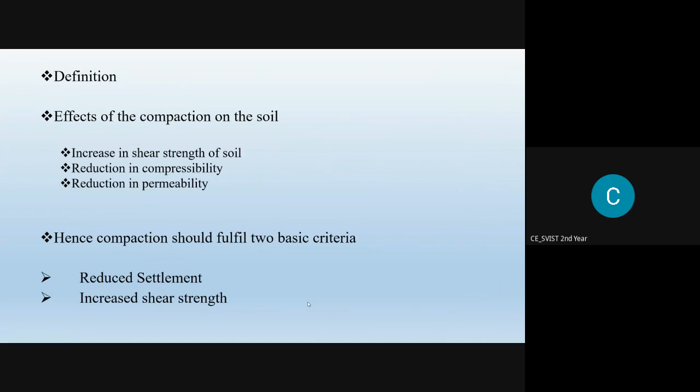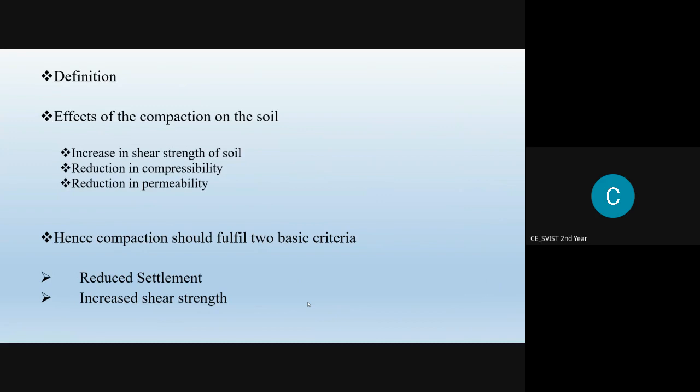Another effect is reduction of the compressibility. What happens when we are compacting the soil? The void ratio is getting reduced, right? So as the void ratio is reducing, after compaction, when we apply the load, there is not much space for settlement, because the voids are already reduced. So this is another effect, the reduction of the compressibility.